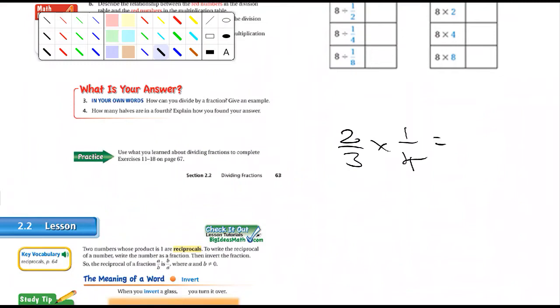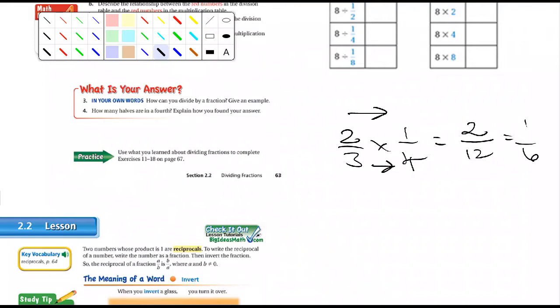Hopefully all of you can do that now. I'm not even going to worry about any whole numbers or improper fractions or mixed numbers. You just know that when you have two fractions and you have to multiply them together, you multiply straight across. 2 times 1 is 2, and 3 times 4 is 12, and that can be reduced to 1/6. Okay? This you should have learned last year. I'm pretty sure you guys did.